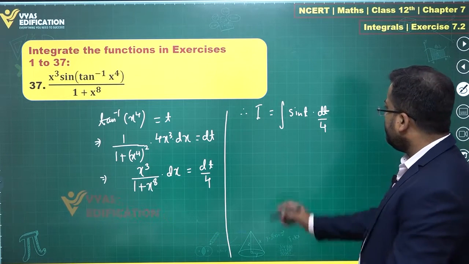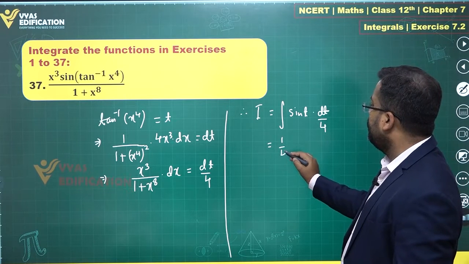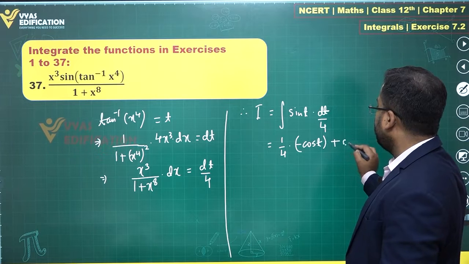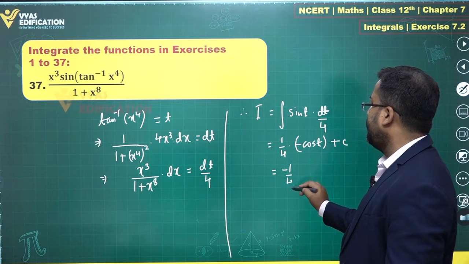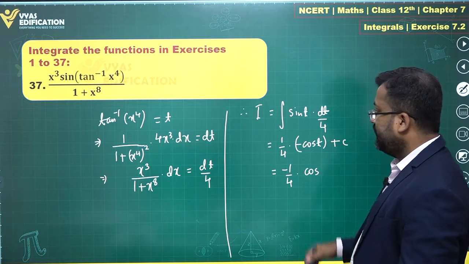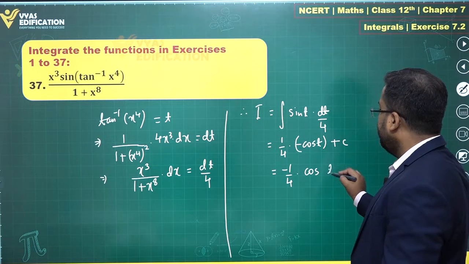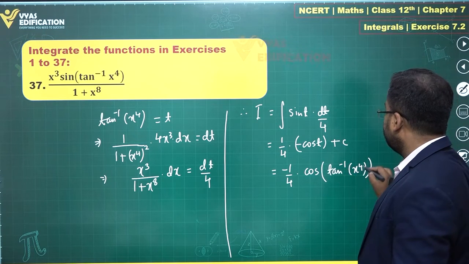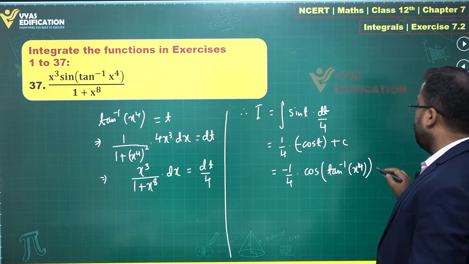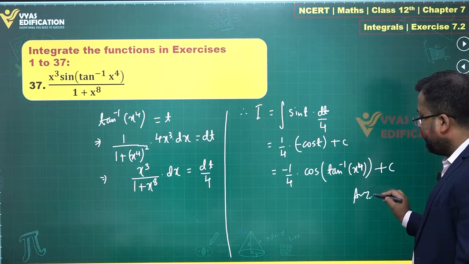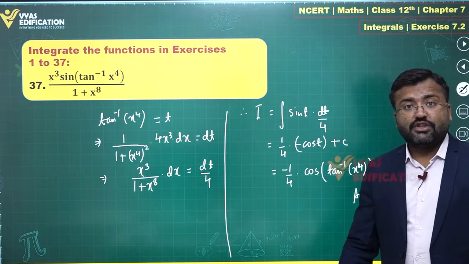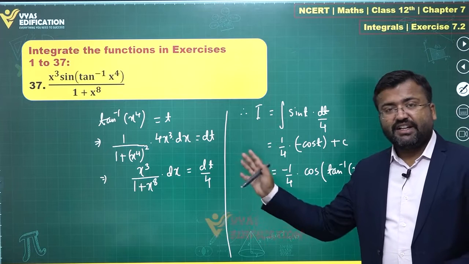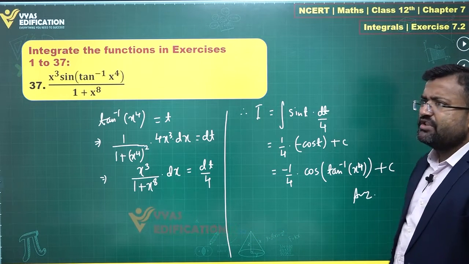Simple. Integral of sine t, 1 upon 4 is okay. Integral of sine t will be minus of cos t plus a constant. This is minus 1 by 4 cos of t, where t is tan inverse x power 4. So you get minus 1 by 4 cos of tan inverse x power 4 plus constant, and that is my required answer for this question. Looks pretty complicated, but it is not very complicated, it's simple. Once you can guess the substitution, it becomes very simple.